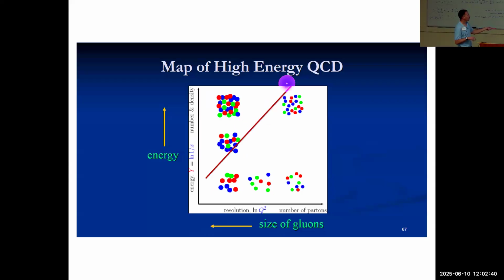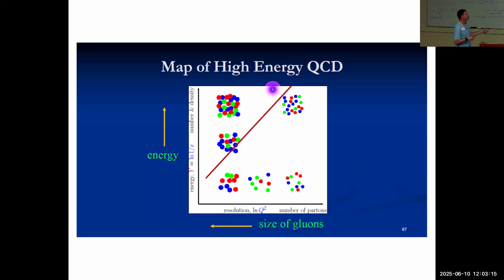In terms of maybe a more detailed picture, this is a log 1 over x, log Q squared plane. You often see it in EIC talks in terms of kinematic coverage. So high energy or low x is up on this vertical axis. High Q squared, short distances are to the right, longer transverse distances are to the left. What we see is as we go towards lower value of x, the system gets denser and denser, and we get this dense system of partons. But for smaller size partons, high density is reached later.